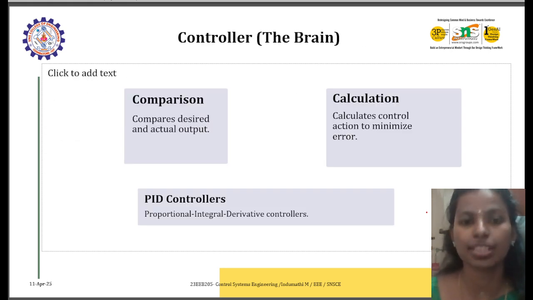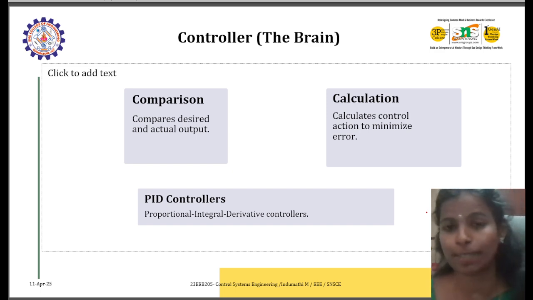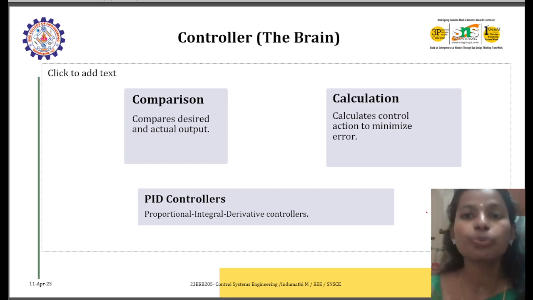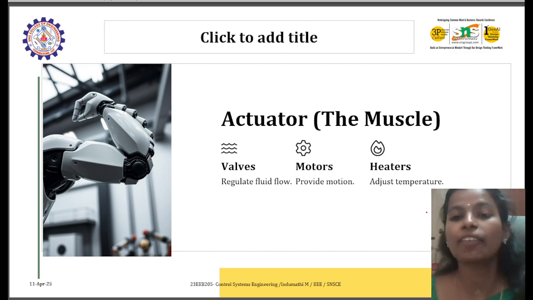And now we have a controller. It compares desired and actual outputs. The controller is the brain of a control system. It has to work out how we can give the desired output. The calculation and everything depends upon the controller. It changes accordingly. And next we have an actuator.